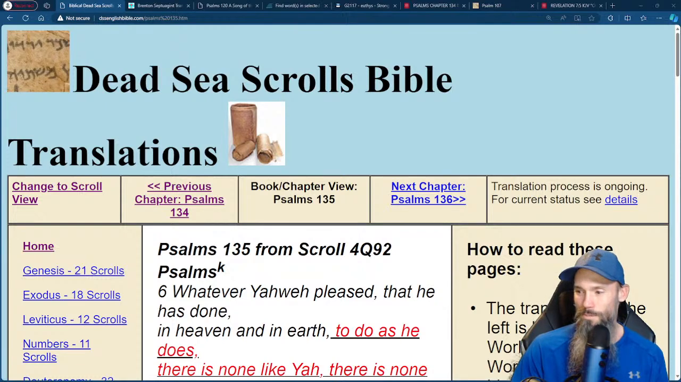I haven't read the Peshitta much, but I have a brother that likes the Peshitta a lot. And there's definitely some good stuff in there too. So good deal.